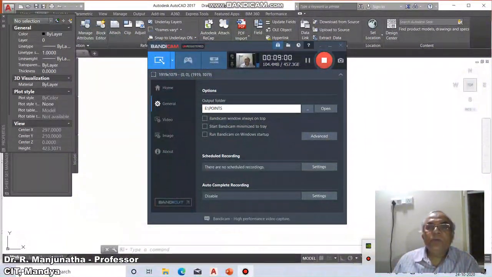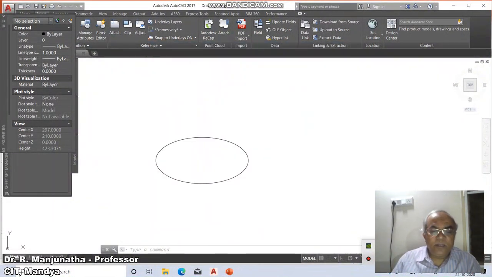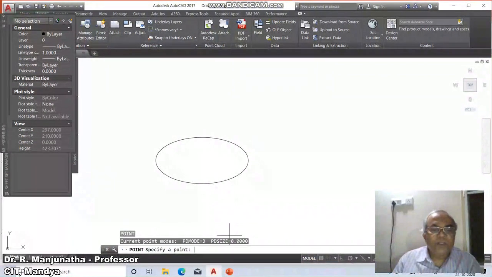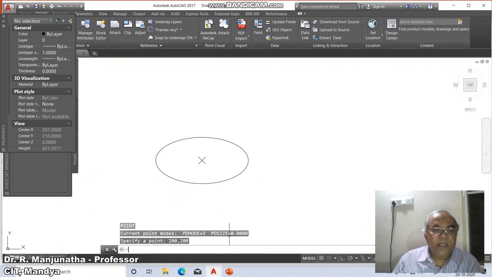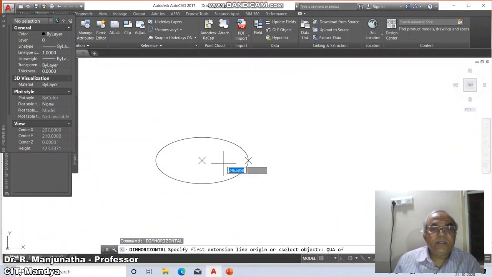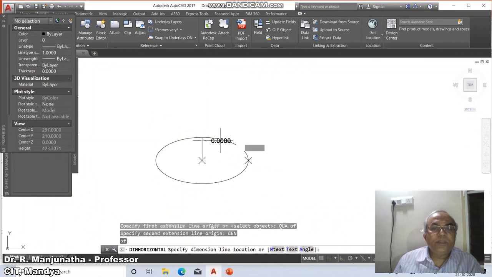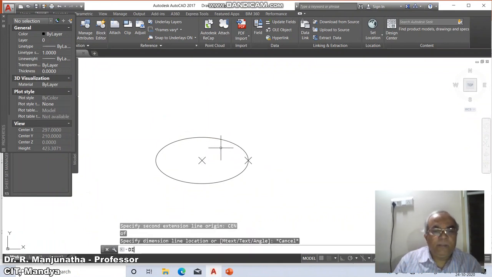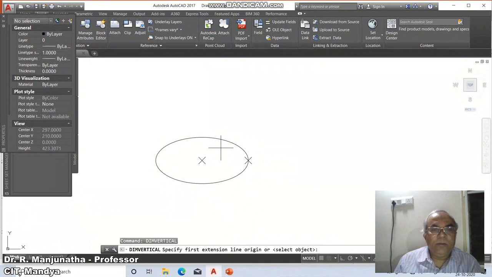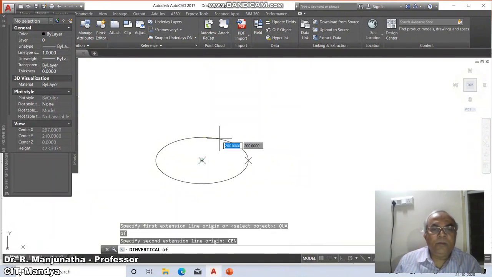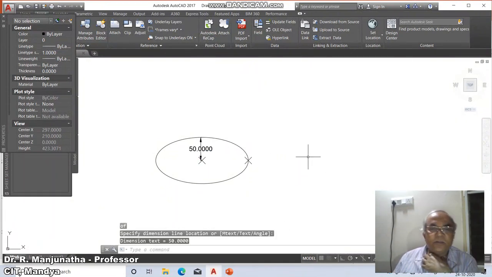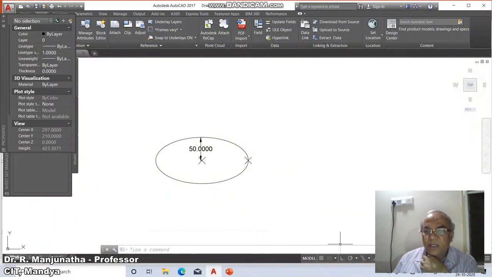Once you do that, the point I can make here is the center of the ellipse, which is 200, 200. Then the point is 300, 200, and the distance with reference to this is 25 mm, which is the center of this. So this is 50 mm. So this is how you will be able to draw the ellipse by considering the center point of the ellipse.